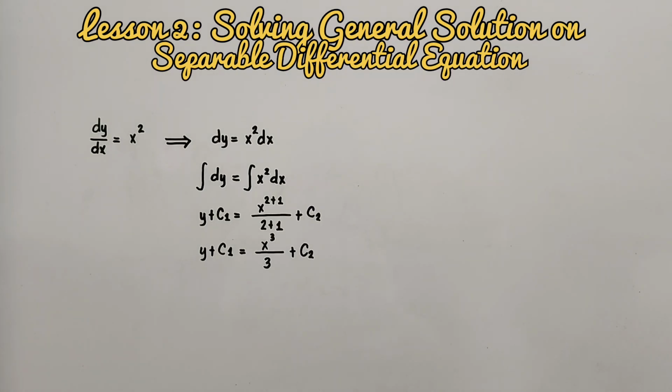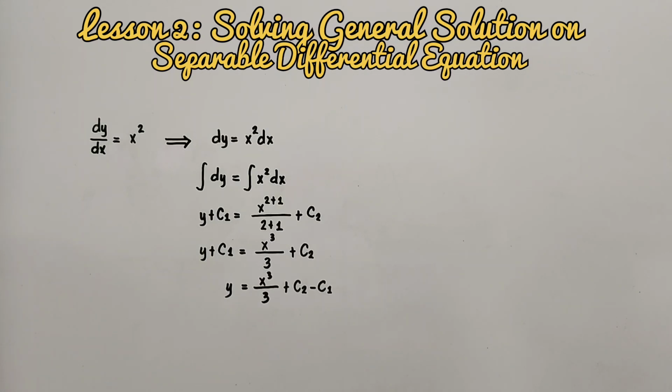And the integral of x squared dx is equal to x to the power 2 plus 1 over 2 plus 1 plus c sub 2. The equation becomes y plus c sub 1 equals x cubed over 3 plus c sub 2. Getting the additive inverse of c sub 1, the equation becomes y equals x cubed over 3 plus c sub 2 minus c sub 1.